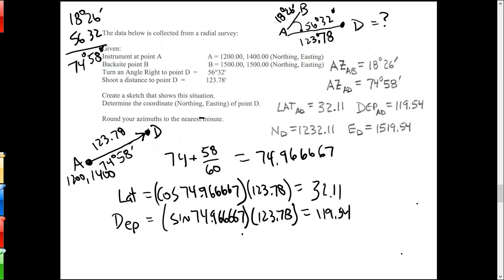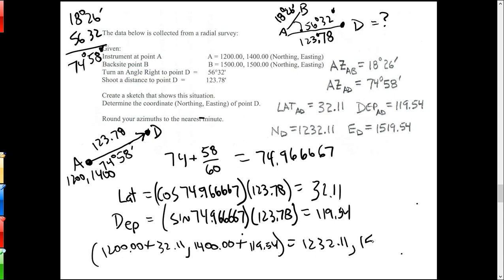You take your original coordinate, so 1200 plus the latitude. And then your other original point there, which is whatever the heck it is, 1400 plus the departure. And what you come up with is your final coordinate. There you go.